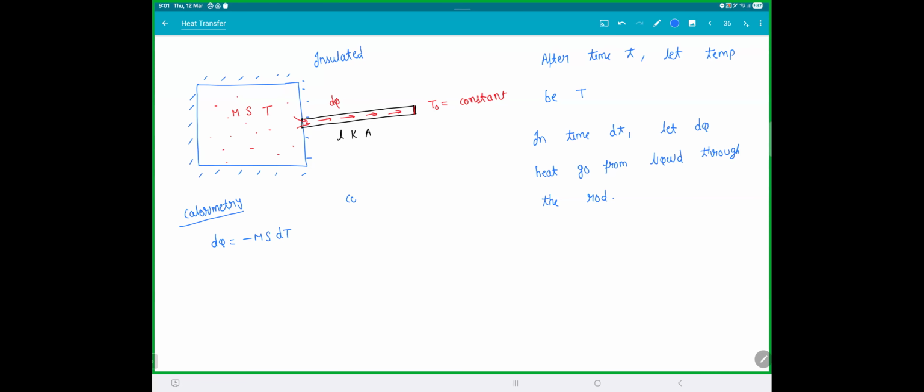And then from conduction, we know dq by dt is equal to minus K A by L times the temperature of the liquid, T minus T naught. Normally it is minus of T naught minus T, so I just sent the minus inside. There, two equations, two unknowns. Take this dq and substitute here. Minus ms dT. Remember, capital T is temperature, small t is time. K A by L times T minus T naught.